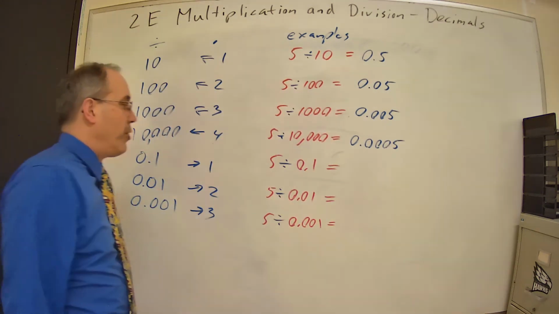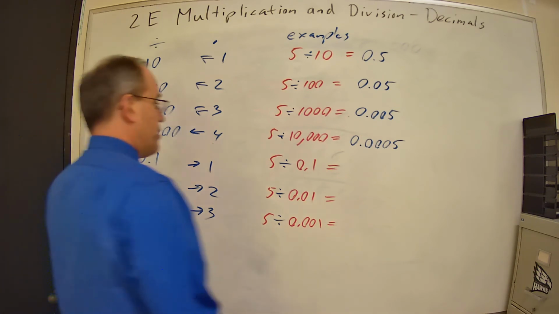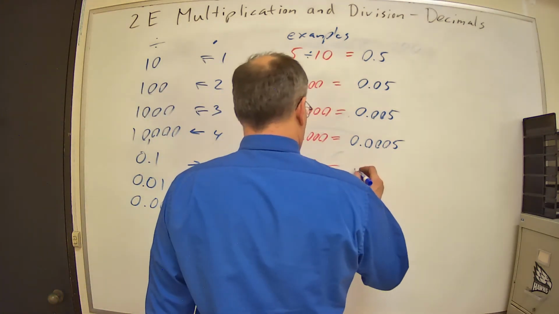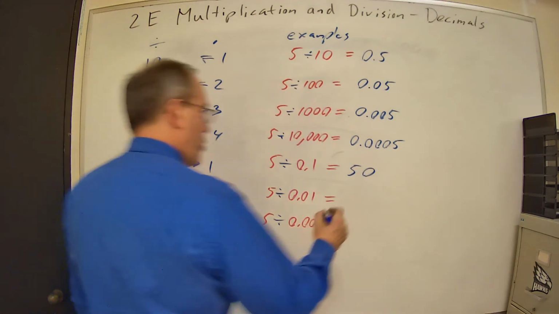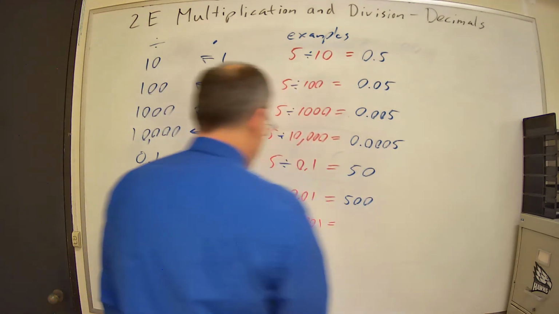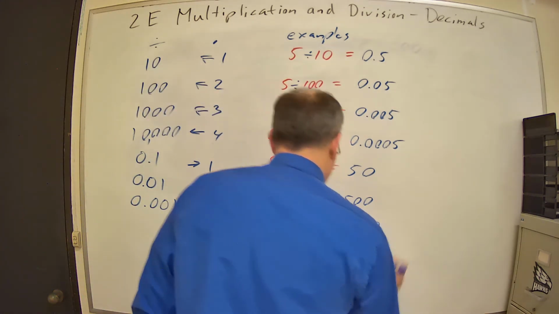5 divided by 0.1, that's going to move it to the right one place. So divided by 0.1 gives us 50. Divided by 0.01, 500. Divided by 0.001, 5,000.